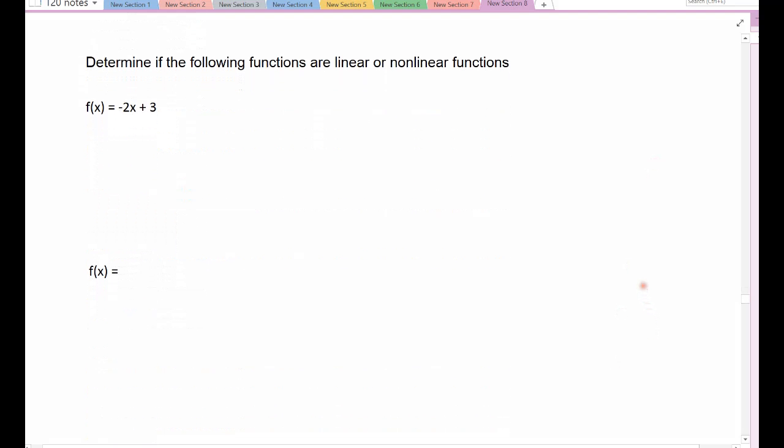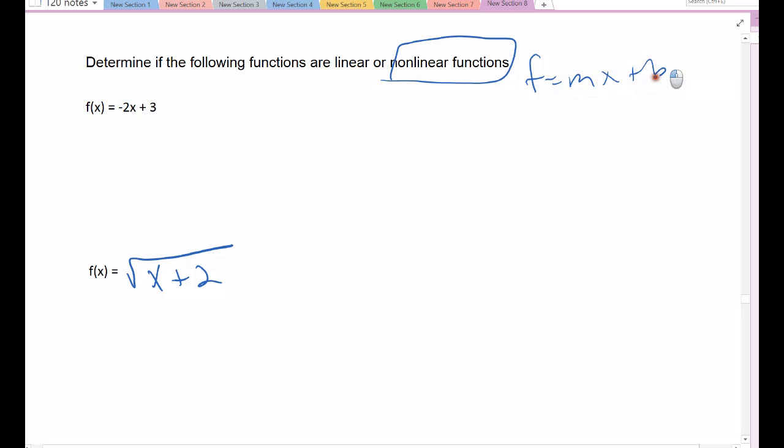To determine this, you can always graph them. You can get out your graphing calculator and graph these if you need to see them. Or you can graph by hand if you want to plot some points and see what the shape looks like. I'm missing a function here, but it should be fairly obvious. It's anything other than mx plus b. It's nonlinear.